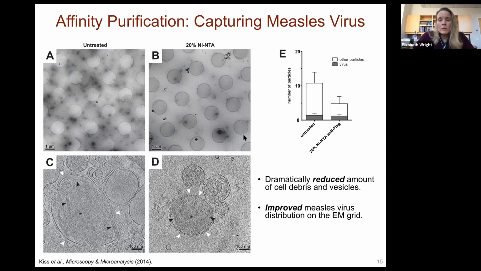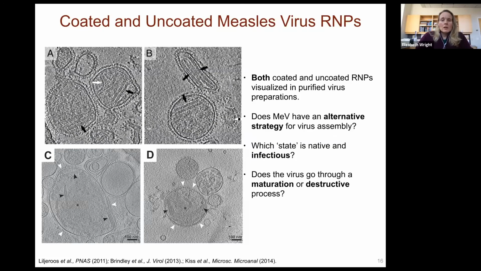This worked for measles virus, RSV, HIV, Newcastle disease virus, and it really improved the measles virus distribution on the grid so that we could have more particles that were measles virus and more of them would be present in the holes where we're ideally collecting data. But again, I should mention that these were actually purified virus preparations.